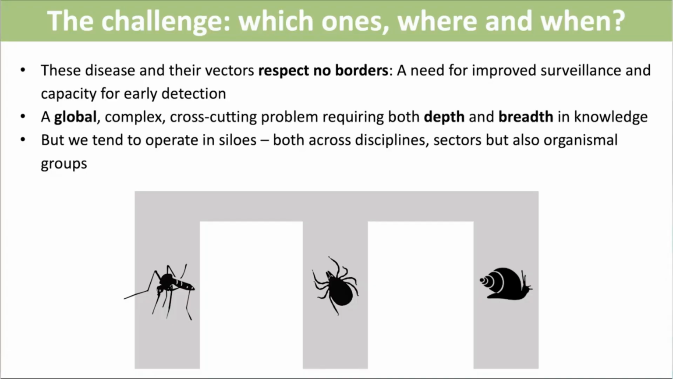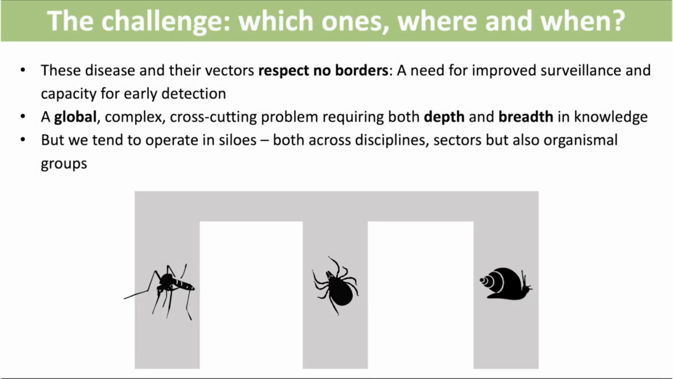The challenge that we're facing globally is that these diseases and their vectors do not really respect any borders. And we need to know which diseases or vectors are going to occur where and when so that we can be better prepared. And to do so, there is a need to improve our surveillance and also our capacity to discover and detect these diseases at an early stage. It is a global problem, this. It's cross-cutting, it requires an interdisciplinary approach, and it also requires that we both have depth and breadth in the knowledge about this problem.